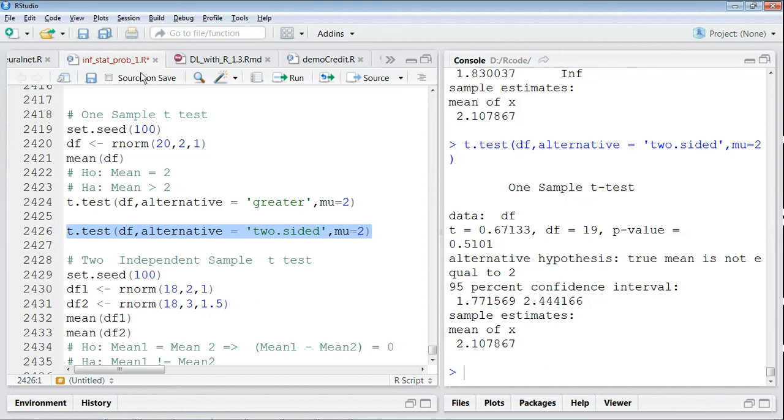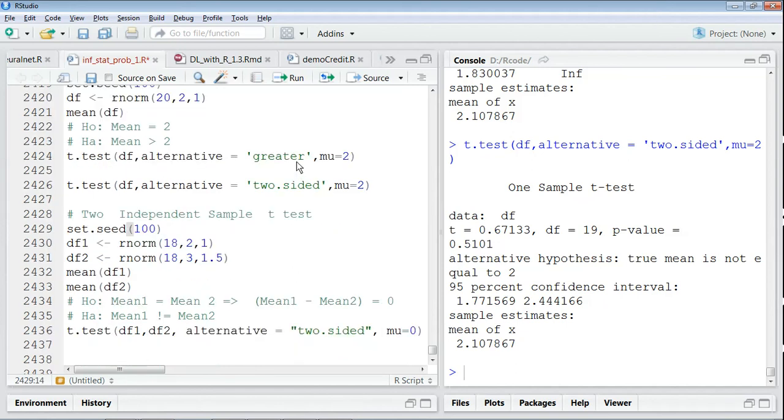Let's now take a look at how we can do a two sample t-test. Whenever we talk of a two sample t-test, it can be either an independent sample t-test or a paired sample t-test. We'll first discuss the hypothesis test for two independent samples. Let us generate 18 data points randomly and store them in a vector df1.